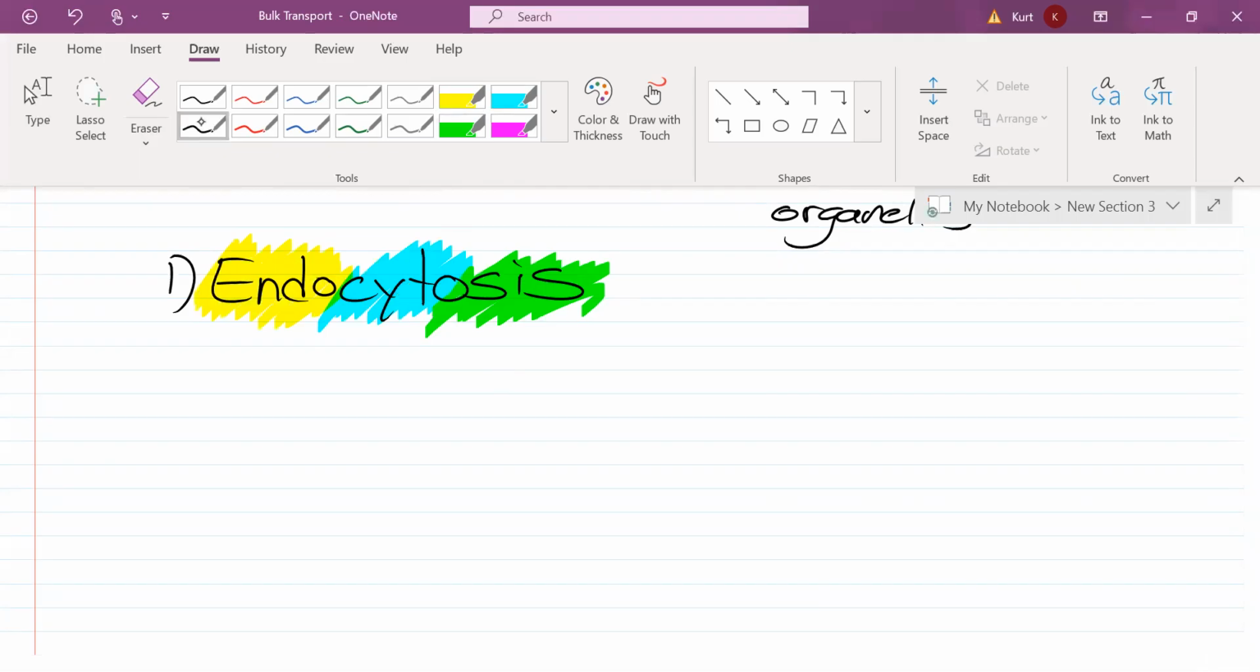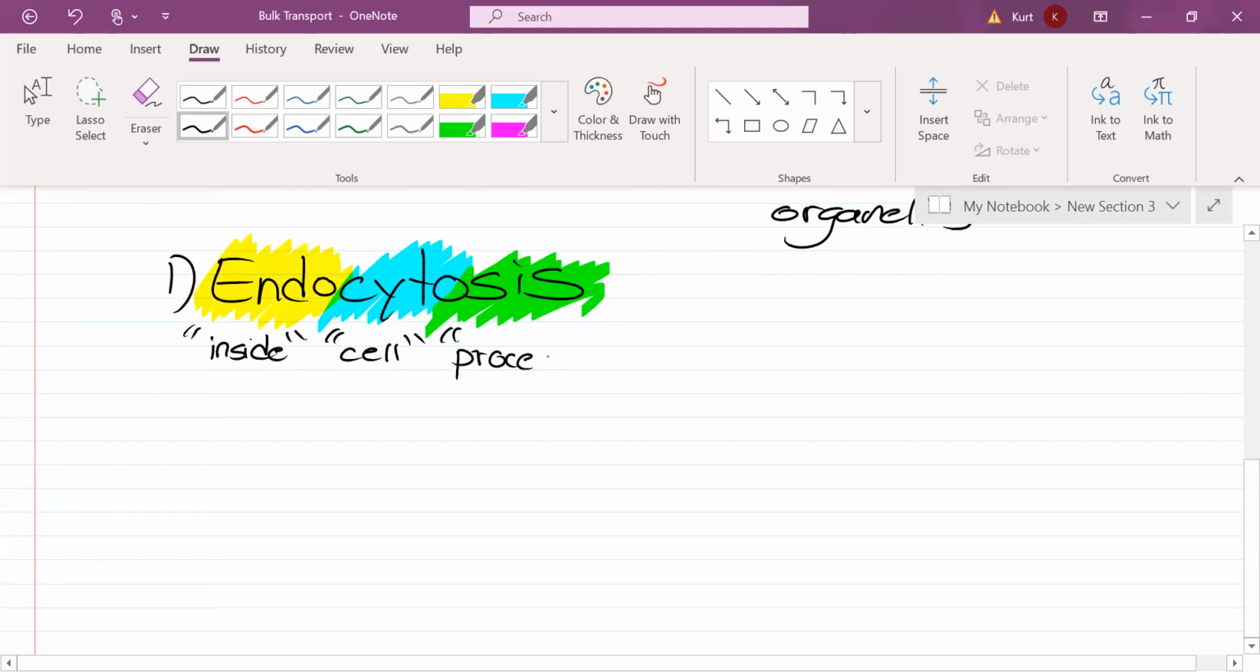So if you look at this, you're like, I have no idea what endocytosis is. Well, what does endo mean? Inside or within. What does cyto mean? Cell. Does anybody know what osis means? It means process. You'll get that when you get to the O's on your Latin quizzes. So this is an inside cell process. You're bringing things inside the cell.